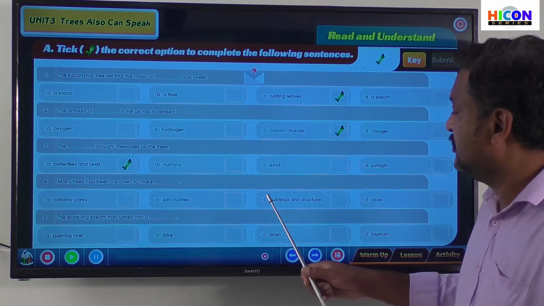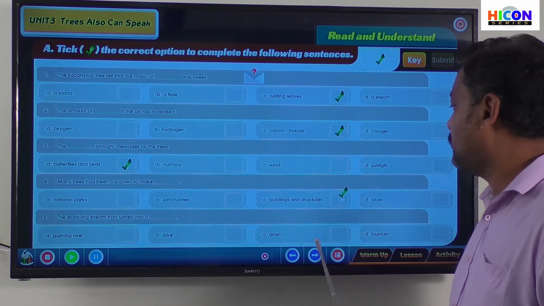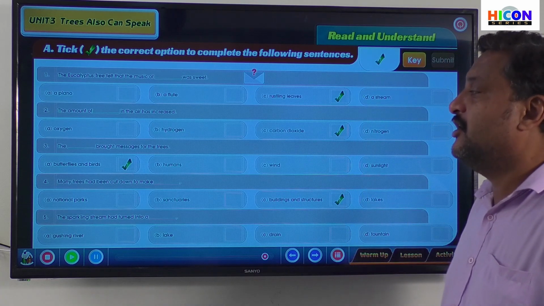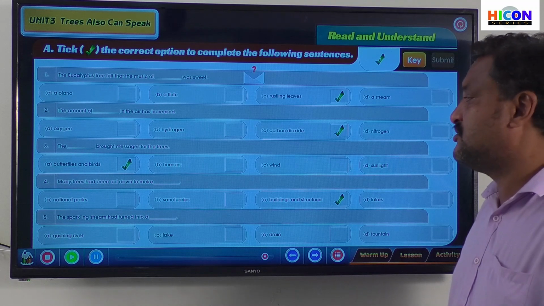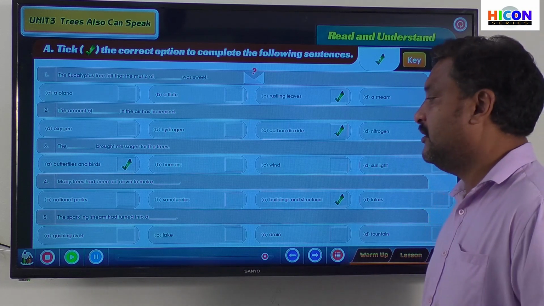So, what is the answer? Buildings and structures. So, we will drag and drop a tick mark over there. And the answer is, many trees had been cut down to make buildings and structures.